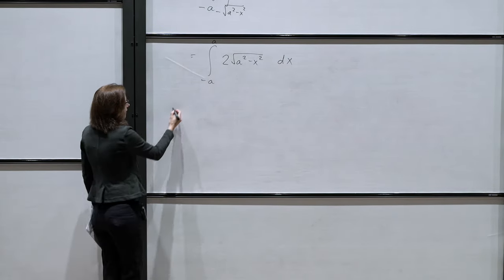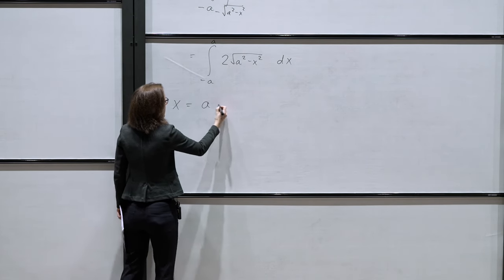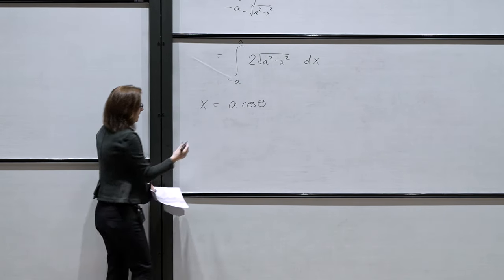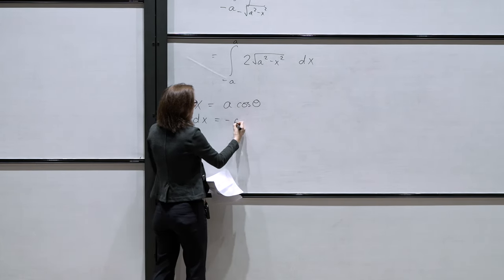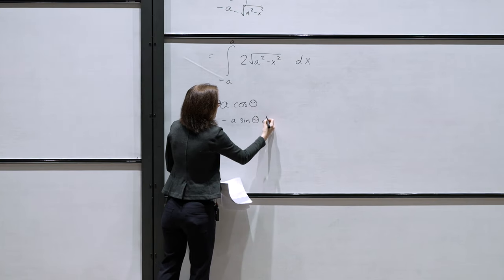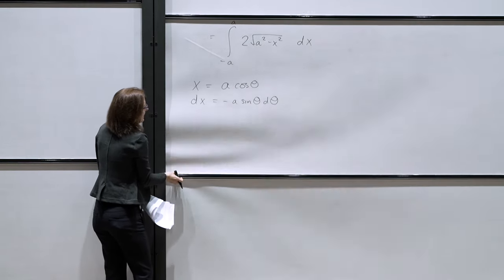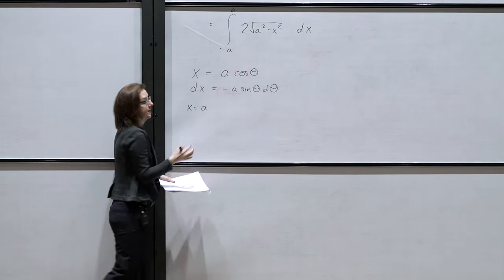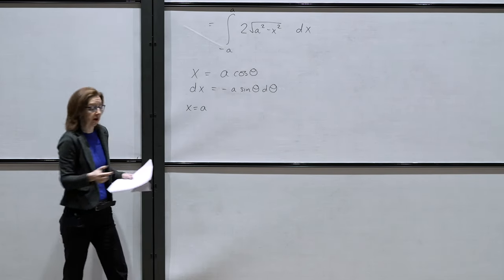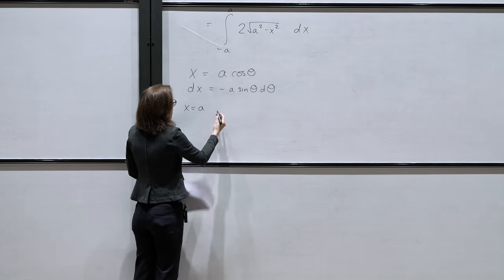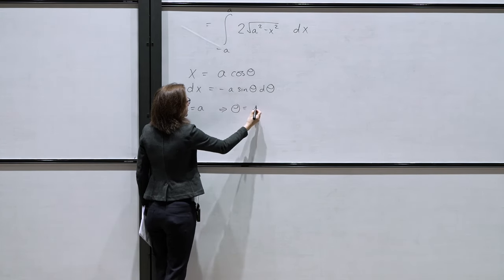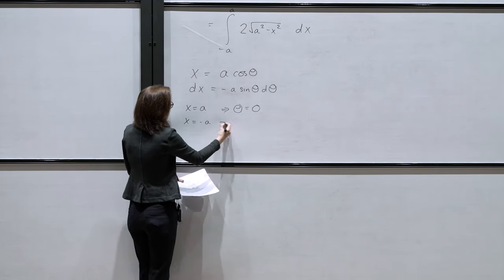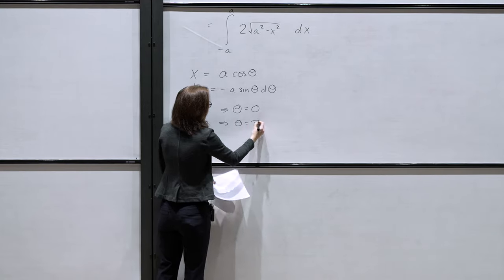All right, and then to solve that we might say, well let's let x be a cos theta. And then in the usual way, dx will be minus a sin theta d theta. And then we need to know what the corresponding values of theta would be. So when x is equal to a, then that would imply theta is equal to 0. And when x is equal to minus a, that would imply theta is equal to pi.